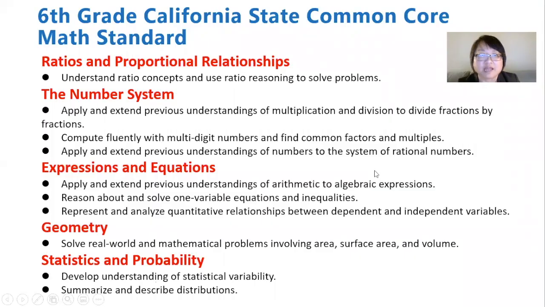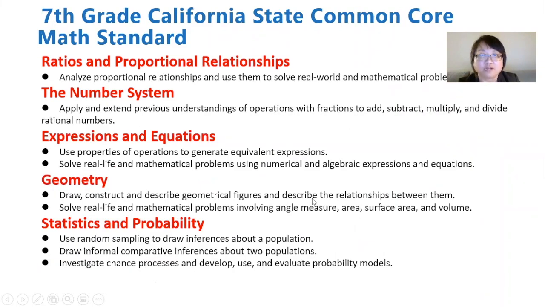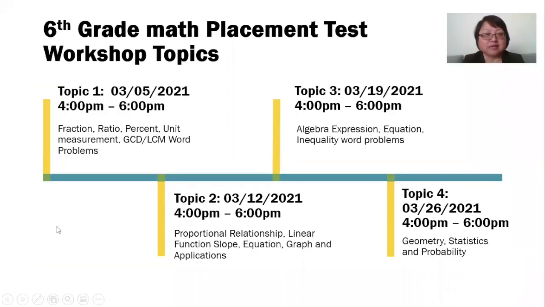The 6th grade California State Common Core Math Standards includes ratio and proportional relationships, the number system, expressions and equations, geometry, statistics, and probability. The 7th grade California State Common Core Math Standards includes the same topics as 6th grade, but the material is more advanced. Based on these state standards, we set up 4 topics for the 6th grade math placement test workshop.